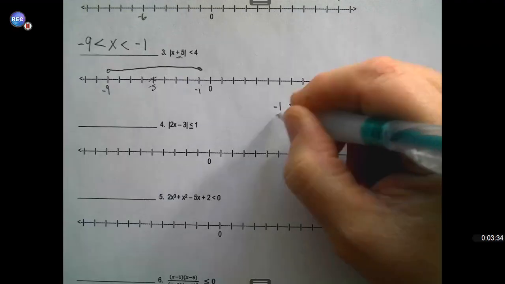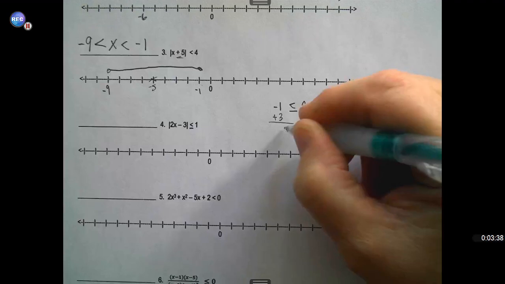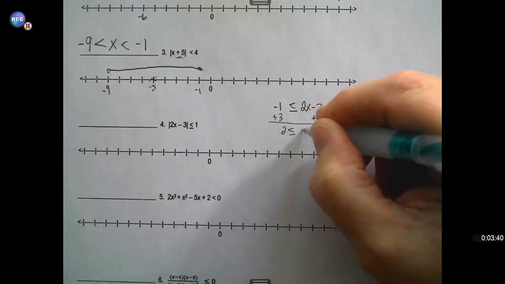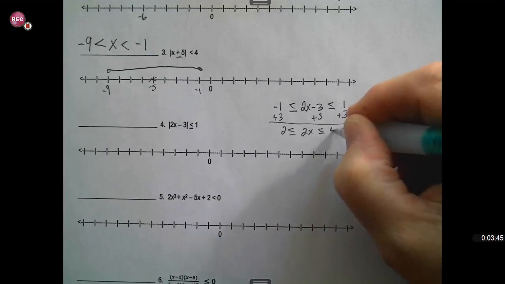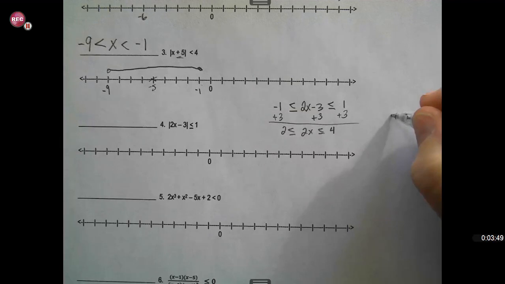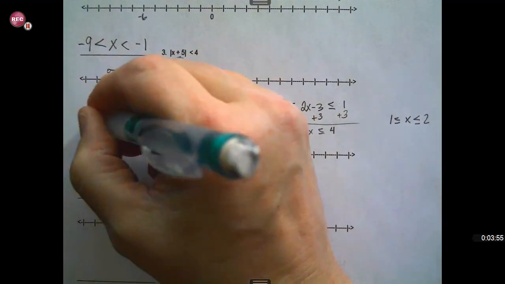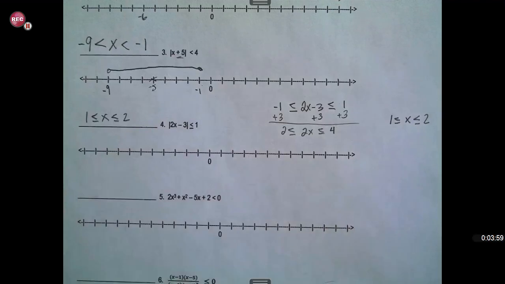I like to just solve it where it is, add 3 to all 3 parts, and I get 2 is less than or equal to 2x is less than or equal to 4. And I'm going to divide all parts by 2, which will give me 1 is less than or equal to x is less than or equal to 2. And that's my inequality answer.